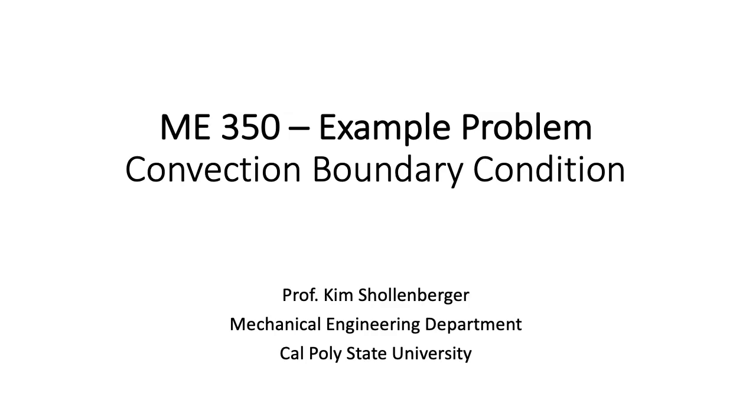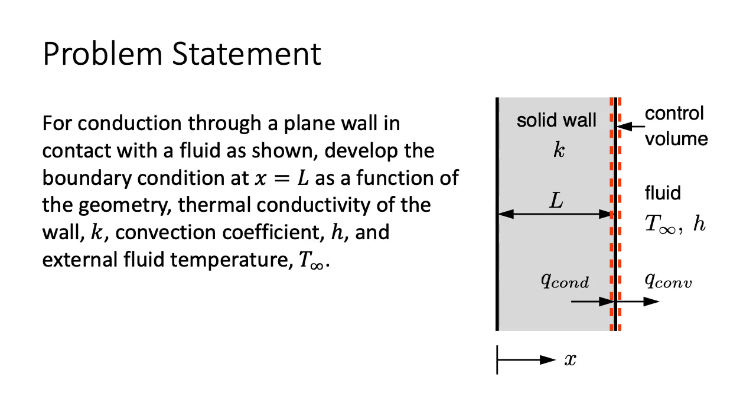ME350 Example Problem for Convection Boundary Condition. For conduction through a plane wall in contact with the fluid as shown, develop the boundary condition at x equals L as a function of the geometry, thermal conductivity of the wall, convection coefficient, and external fluid temperature. Note that the control volume we will use for our analysis is indicated on the figure on this slide.